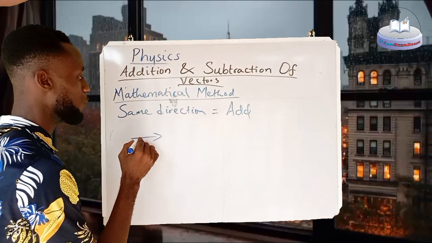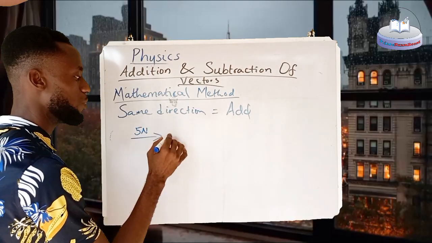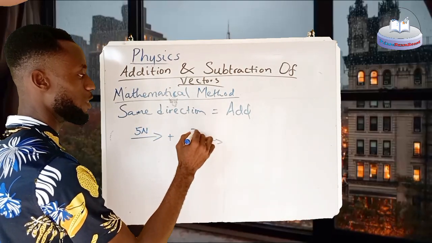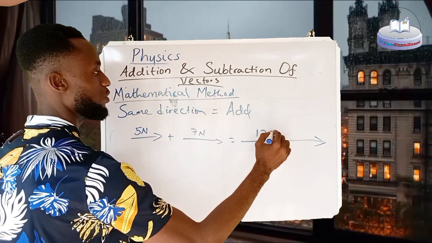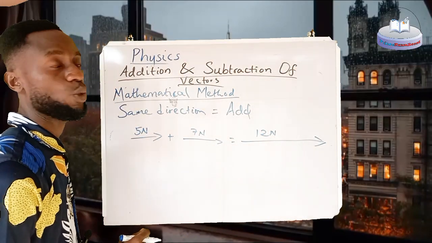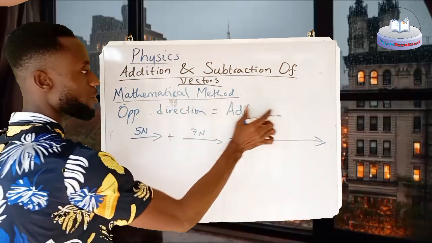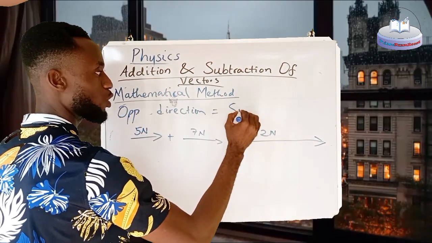So we had an old vector, 5 Newton, for example. You want to add it with a new vector, 7 Newton, for example. Everything just comes out as something much longer, but 12 Newton. Next is if they are in opposite direction. If they're in opposite direction, we still don't have any mathematics there, you subtract.